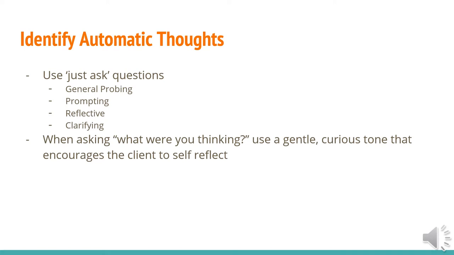In CBT, identifying automatic thoughts is encouraged by using the Just Ask questions. These include general probing questions such as, what were you thinking? What were you saying to yourself at the time? And what was running through your mind? We can also use prompting questions such as, any other thoughts or anything else? We can also use reflective statements such as, so you were thinking, repeating their last thought? Or clarifying questions such as, can you tell me more about that thought? When asking these questions, we need to use a gentle and curious tone that encourages the client to self-reflect.